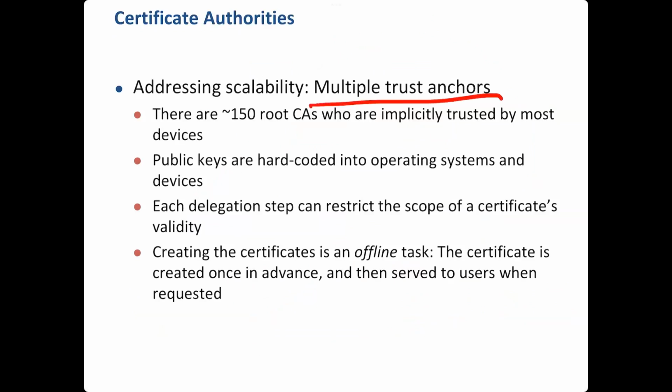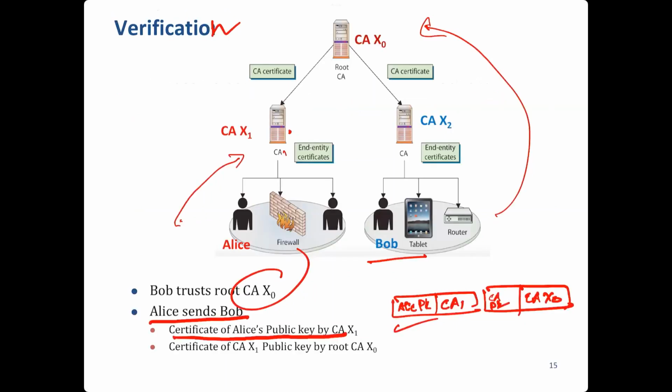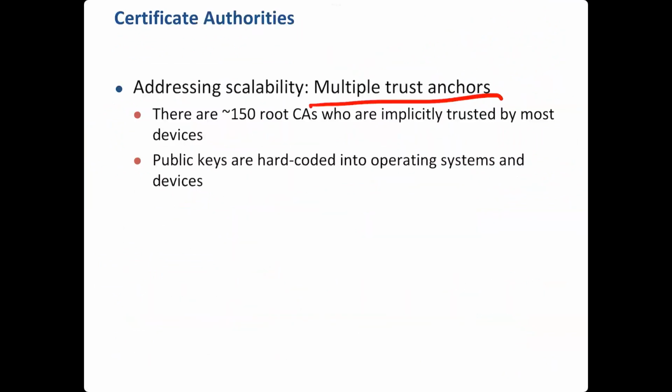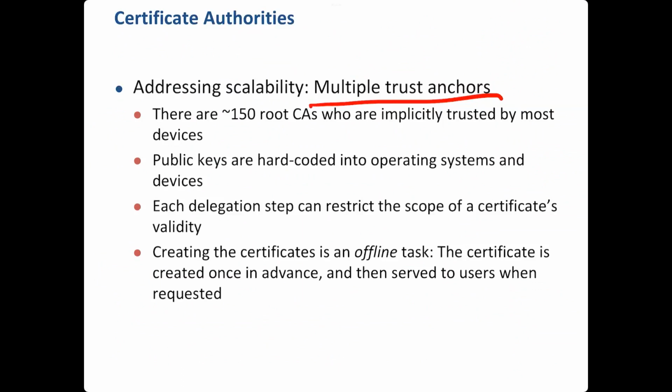Now there are multiple trust anchors, as we have seen here, right? There are multiple root CAs in the internet world, approximately 150 root CAs on the internet. And these are the public keys of these root CAs, because you are communicating with an entity, and we don't know where the entity is and who has issued the public key to that entity. You don't know where Bob is, right? Bob could be on millions of servers or anywhere in the world.